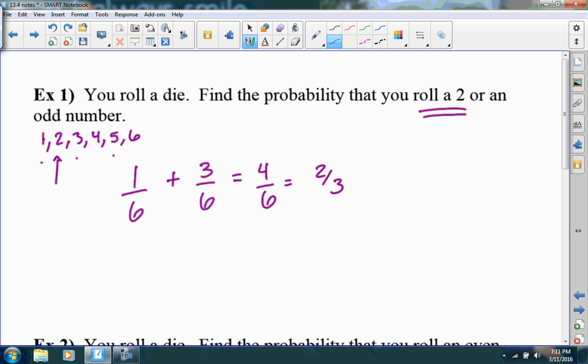Now, for those previous 2 examples, the other answers were also 2/3, and this answer is 2/3. We won't always get the answer to be 2/3. That's just coincidence.